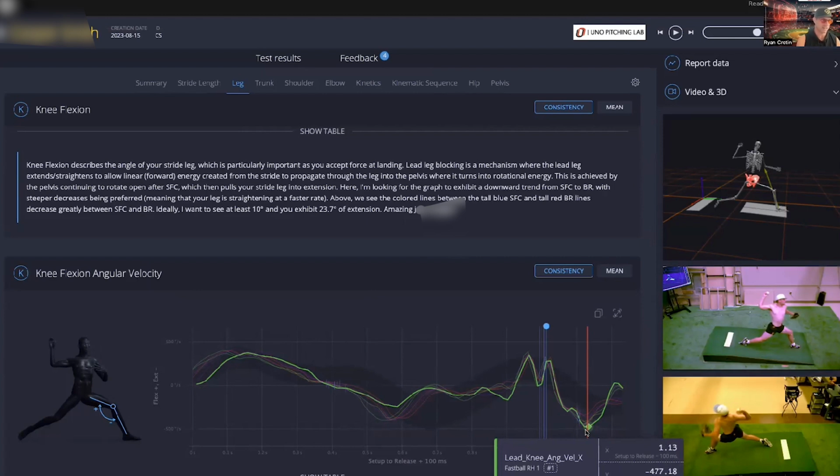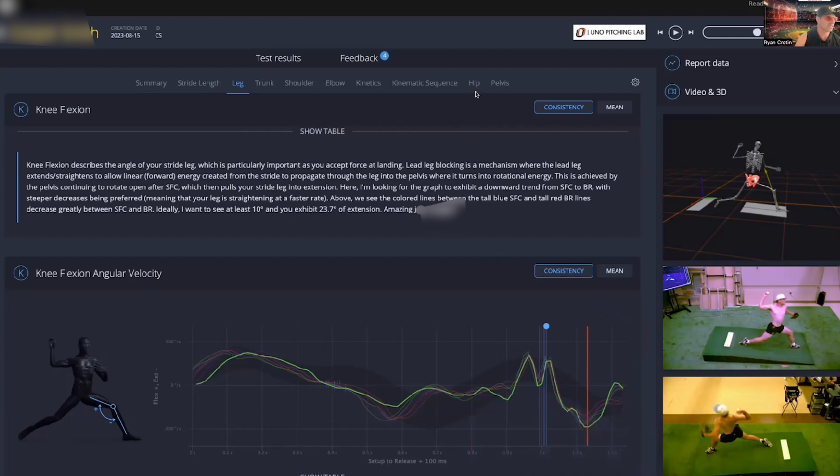So he's really trying to go, and he really wants to get into extension. And we've got to be careful with that guy, because now if he flexes more, he might not have the time to create this kind of speed from his knee, and he needs to do that. So these are things that show up on the kinematic graph.